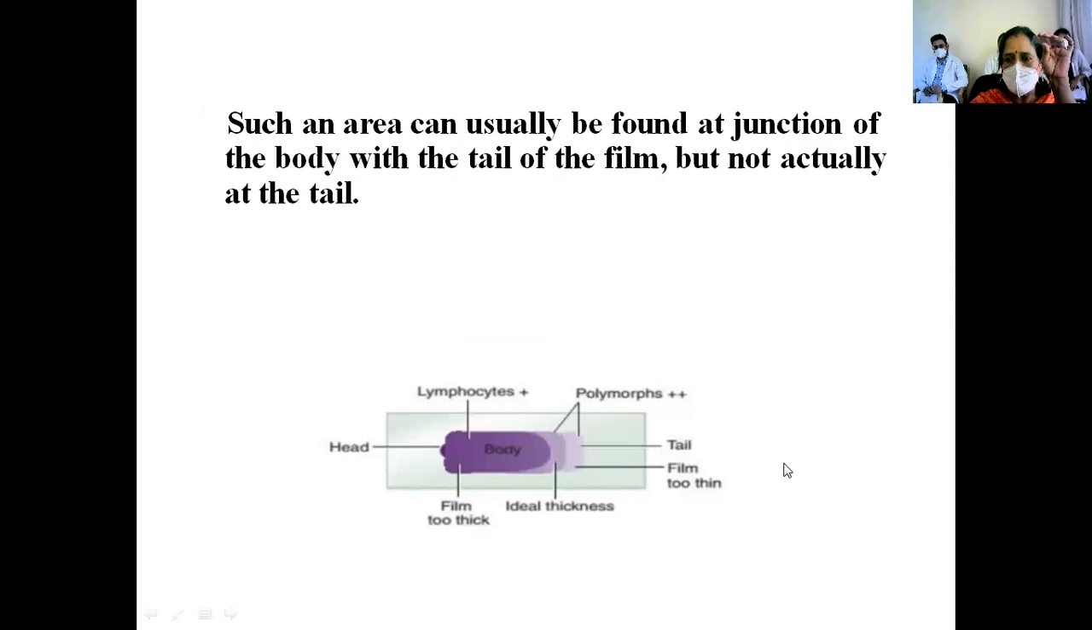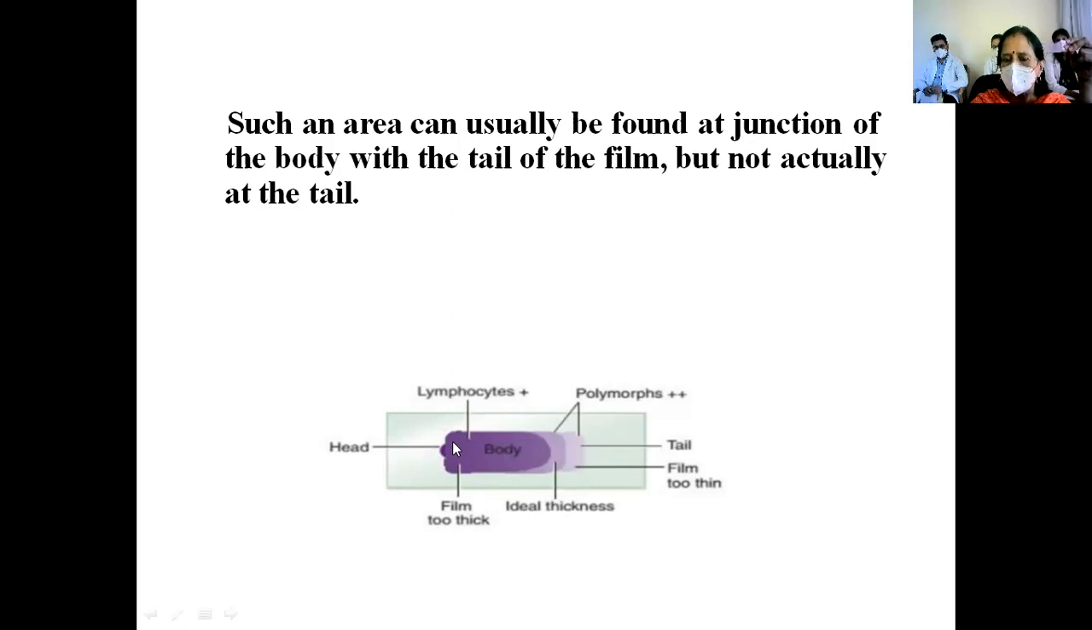We need to examine the morphology of RBCs, which is very important. So the peripheral smear has different parts: this is the head of the peripheral smear, the body and the tail. In addition, it has margins. We use a spreader to make the peripheral smear. So these are the margins. This is the head, body, tail.